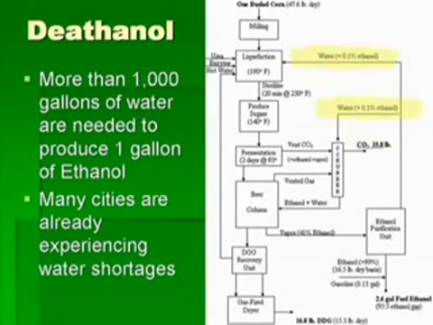It says that basically more than 1,000 gallons of water is required to produce 1 gallon of ethanol. And I want to repeat that. This is supposedly an environmentally friendly energy source. It requires 1,000 gallons of water to produce 1 gallon of ethanol. And remember, many of our cities are undergoing a water shortage, especially out west. So we're going to drain our rivers and streams to produce ethanol.